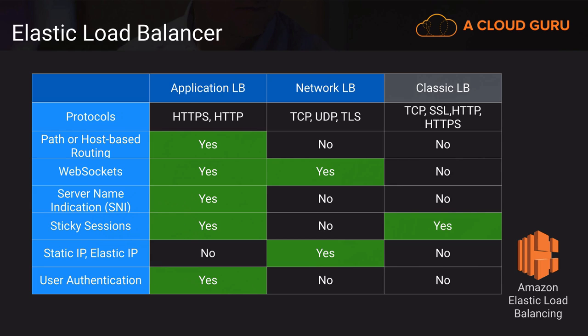Now, only the application load balancer supports SNI, which we cover in a separate lecture on the Amazon Certificate Manager. And only network load balancers support the assignment of a static IP. Whereas with an ALB, you need to use the fully qualified domain name as its endpoint. Now, of course, you can alias that using Route 53 if you want to.